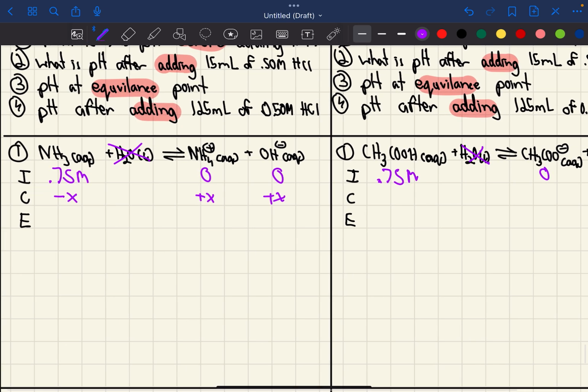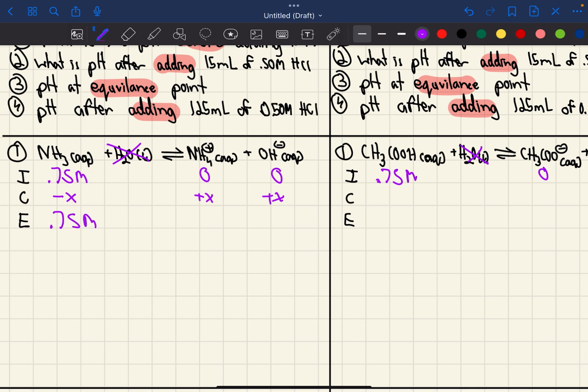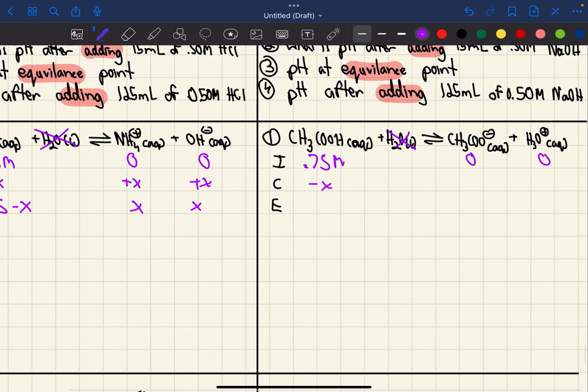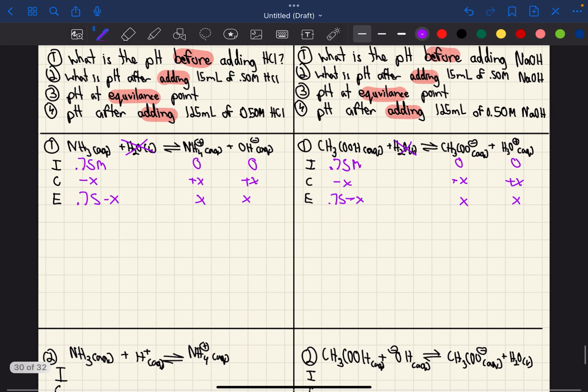So you go ahead and subtract both sides. I'm not going to put the M because you don't need that. X and x. And then do the same thing on both sides, right? Minus x, plus x, and then you're going to get x, x, 0.75 minus x. Okay, now the next thing I do is I set up the equation, right?